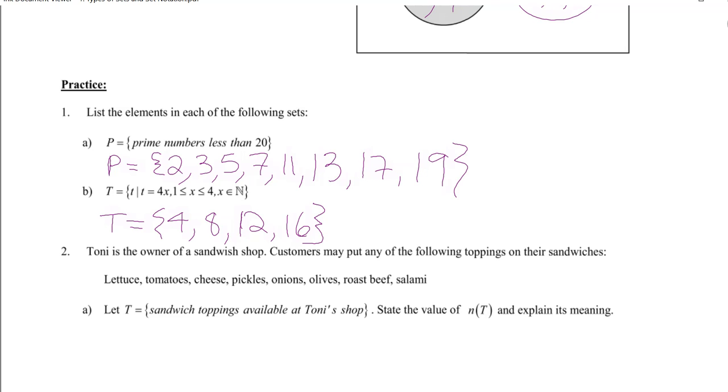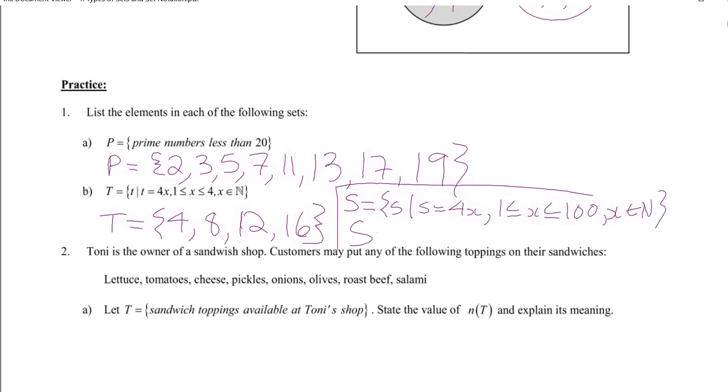Now, are you going to do that if the set is just 4, 8, 12, 16? Probably you would just write down T is equal to 4, 8, 12, 16. But maybe we say something like x is between 1 and 100. Let's do that here. Let's make another set, little s. S is equal to 4x, where 1 is less than or equal to x is less than or equal to 100, and x is a natural number.